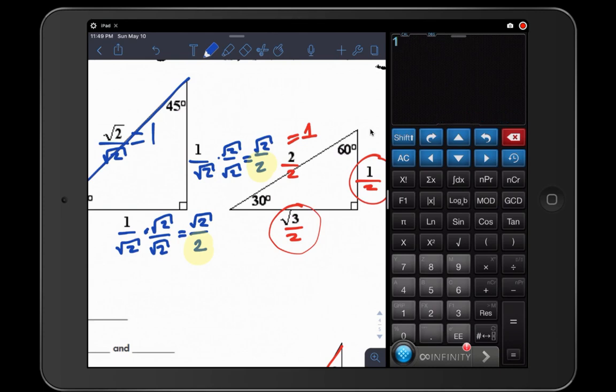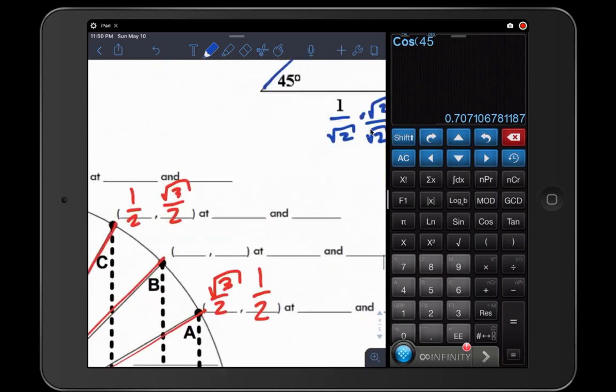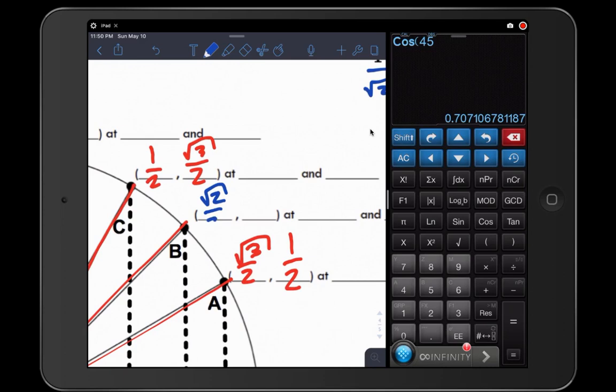Just know that 1 divided by the square root of 2 is the same as the square root of 2 over 2. Same decimal, same answer. Also, remember that sine of 45 should be the same as cosine of 45, which it is because it's an isosceles triangle, right? It has 2 sides that are the same length. So in here, we have root 2 over 2. We have root 2 over 2 there.